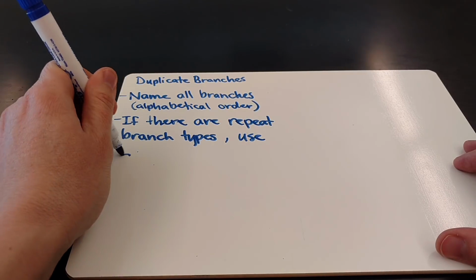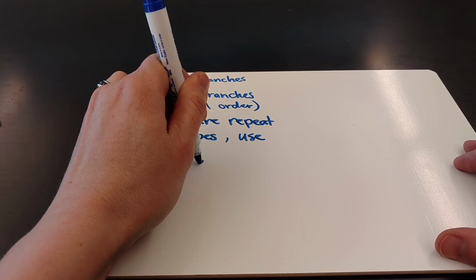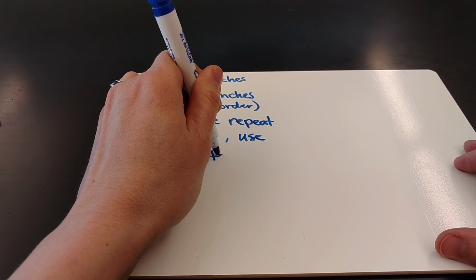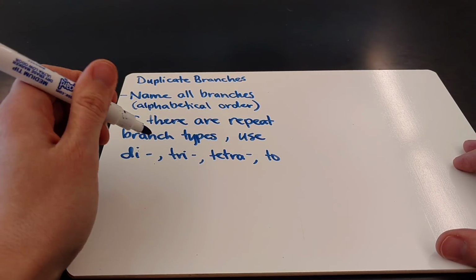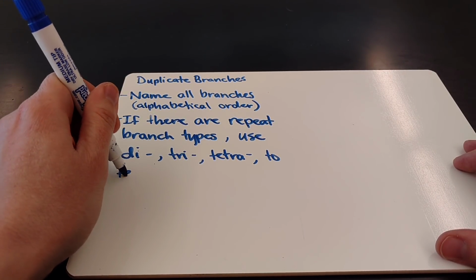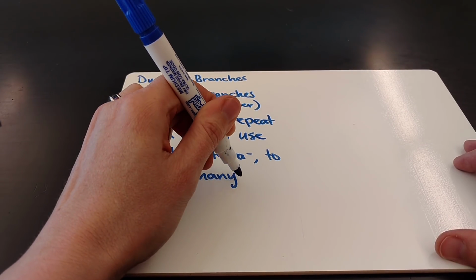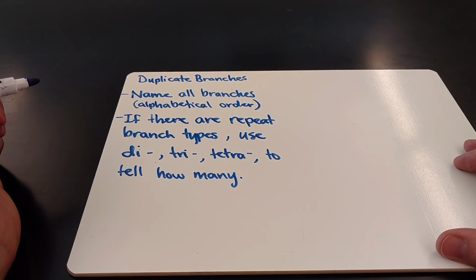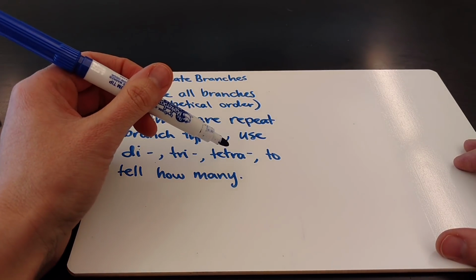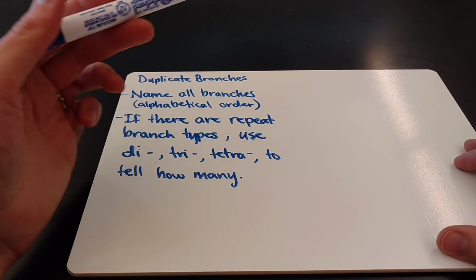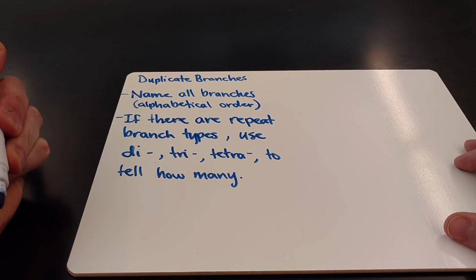use di, tri, tetra to tell how many branches. Okay, so we're going to stop in our class with tetra, but if you have 4 methyl branches, instead of saying methyl, methyl, methyl, methyl, listing it 4 times, we're going to be able to use tetra instead, okay?